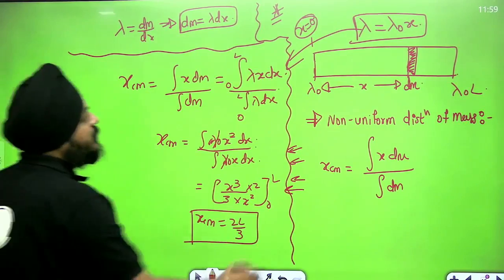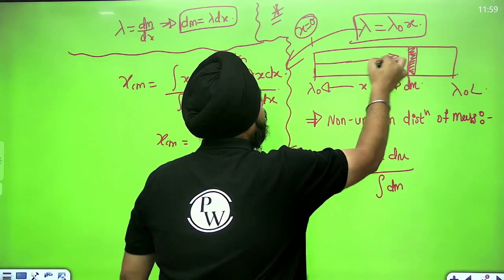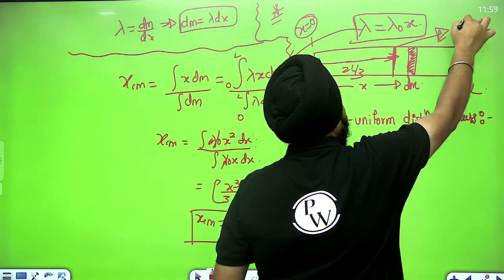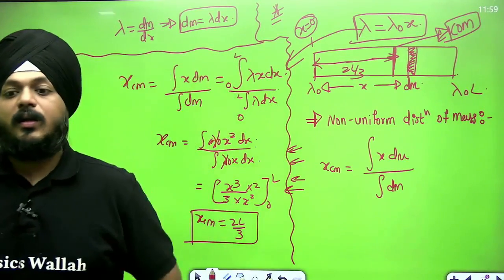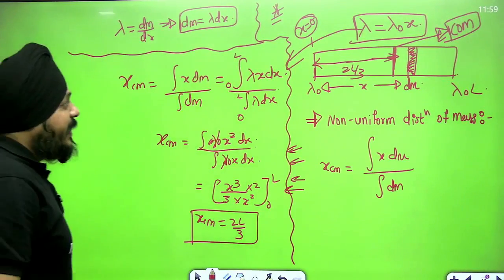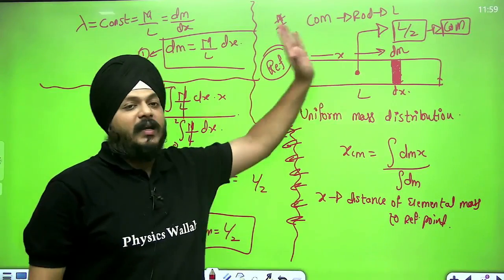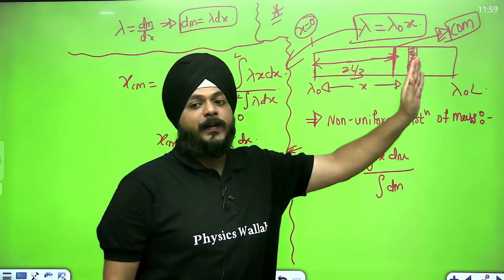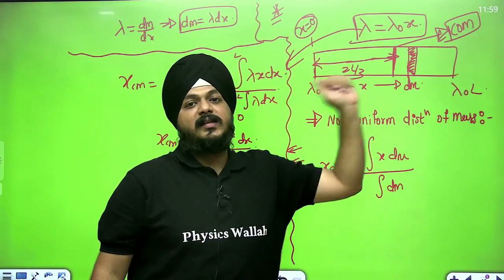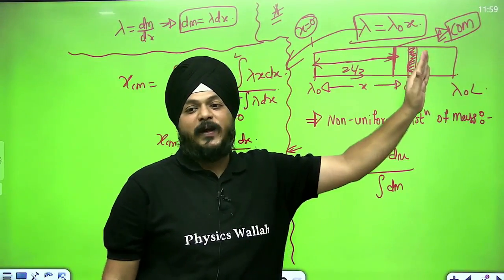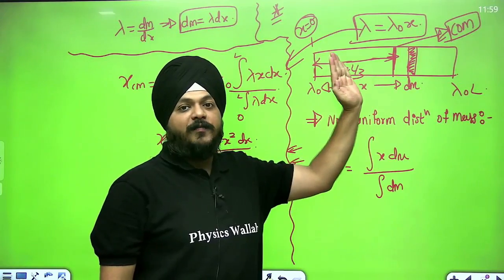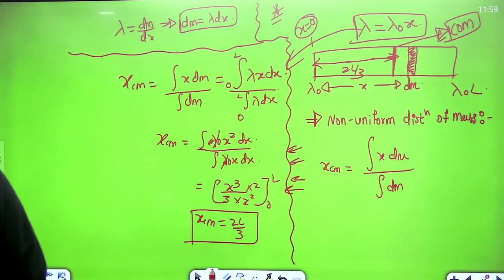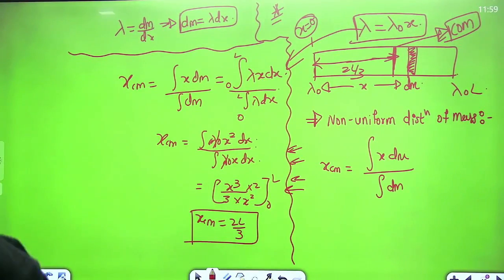From the reference point, at the 2L by 3 distance, we have the location of the center of mass. You can easily compare. In the uniform mass distribution, it is exactly at the midpoint. In the non-uniform mass distribution, see, mass is varying with respect to x. Density is increasing with respect to x, so it means mass is also increasing with respect to x. So see, from the midpoint, the center of mass shifted towards the higher mass side. Yes or no?